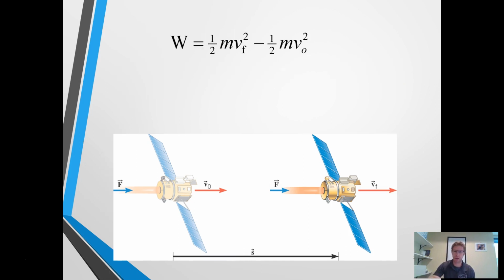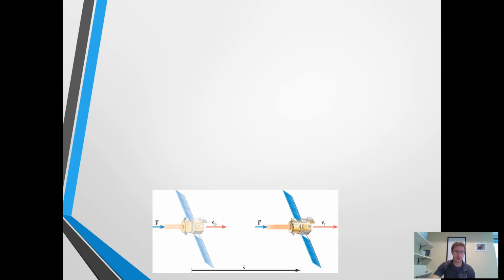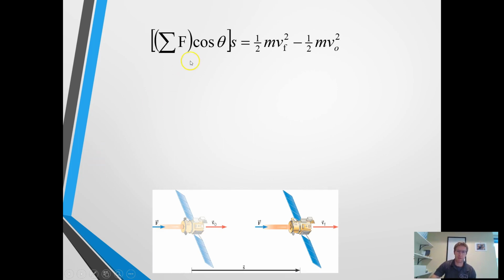So we're going to use the work energy theorem, as you probably guessed. Work equals change in kinetic energy. And if you remember, work is equal to the net force times the cosine of the angle multiplied by displacement, right? The net force in the direction of the displacement. In this case, our angle is going to be 0, so that'll make our life easier. Since our angle is 0, cosine of 0 is 1, so we're just going to have force times displacement.